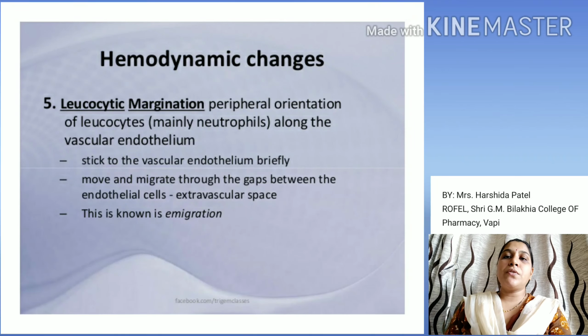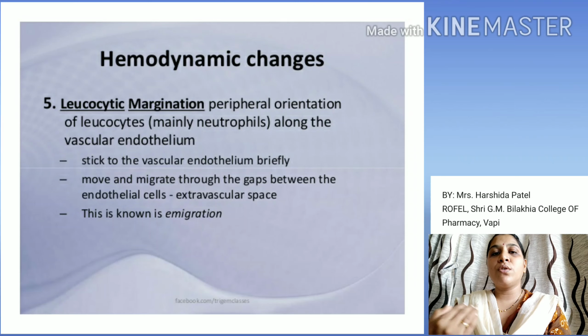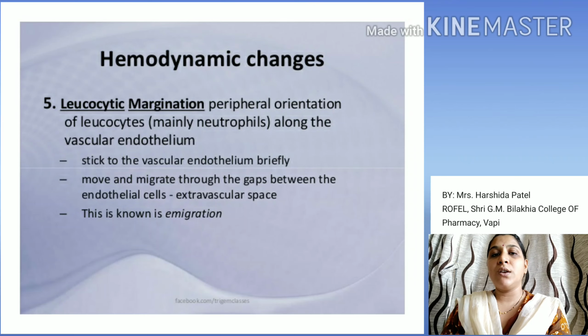Now after this stage, the 5th stage is leukocyte migration. In this, the leukocytes migrate along the vascular endothelium. They stick to it, briefly adhere to it, move along it, and when they find a gap between the endothelial cells, they escape through those gaps into the extravascular space. This is known as immigration. We are going to see this immigration stage in detail in our next cellular events, but up to this is a short description of immigration, that is leukocyte migration. So with this the hemodynamic changes are over.